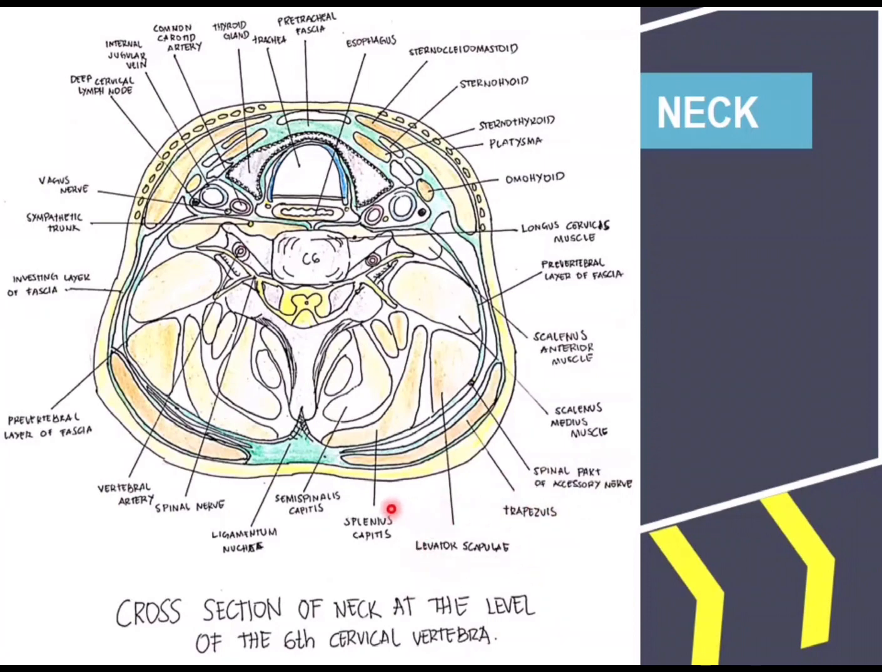levator scapulae muscle, splenius capitis, semispinalis capitis, ligamentum nuchae, the spinal nerve, vertebral artery, prevertebral layer of fascia, investing layer of fascia, sympathetic trunk, vagus nerve, common carotid artery, deep cervical lymph node, internal jugular vein, carotid sheath, thyroid gland, esophagus, trachea, and pretracheal fascia.